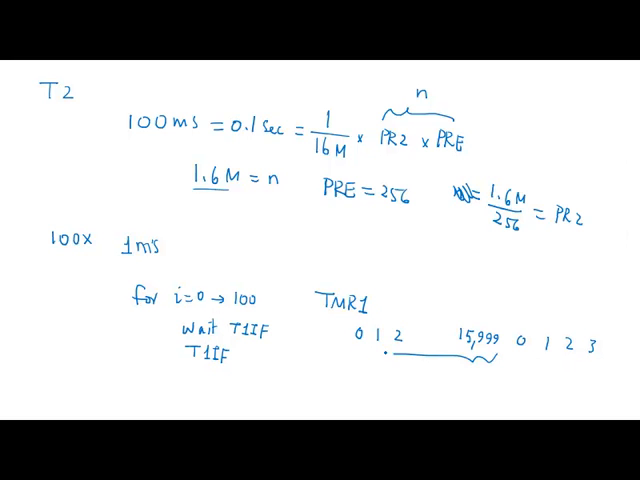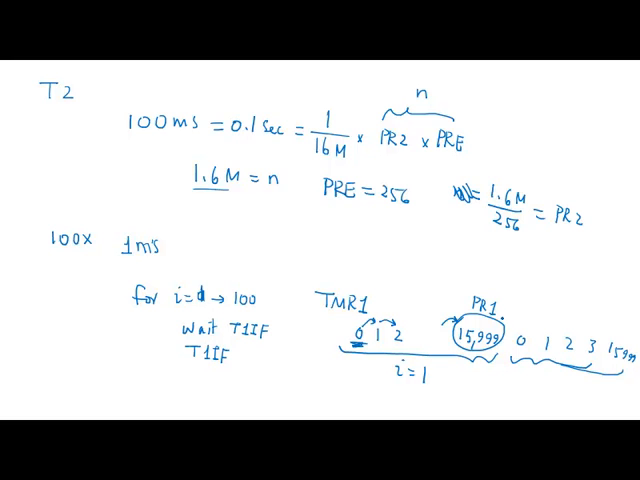So the first iteration, when i is equal to 1, let's say this goes from 1 to 100, I count from 0 to 1, and then I go to 1, 2, 3 up to 15,999, right? So you see, whatever value I put in PR1, I counted from 0, 1, 2 up to that point. So when I start from 0, one TCY gets me here, the second TCY gets me here, 15,999 TCY will get me here.